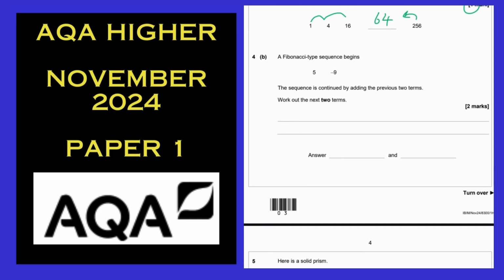Next, we've got Fibonacci. For Fibonacci, you add these 2 numbers to get the next number. 5 added to negative 9 means 5 take away 9. In goes minus 4. And to get your next number, these 2 now must be added together. Minus 9, which is a debt of 9, added to a debt of 4, takes you down to a debt of 13. 1 mark for each.